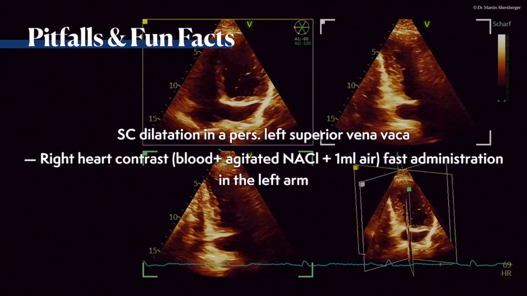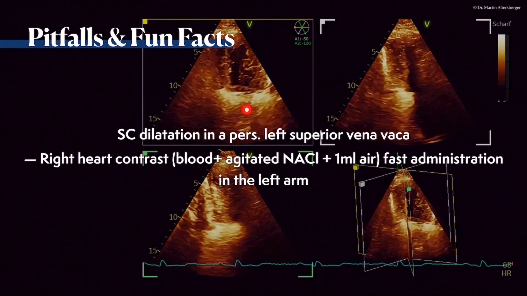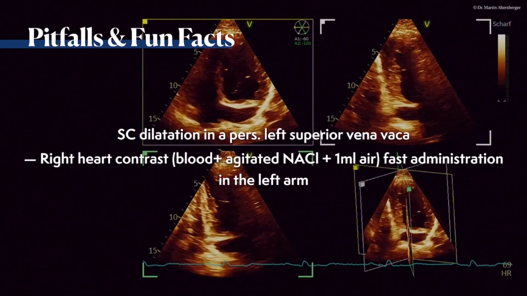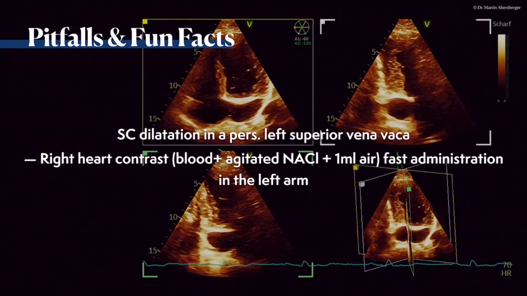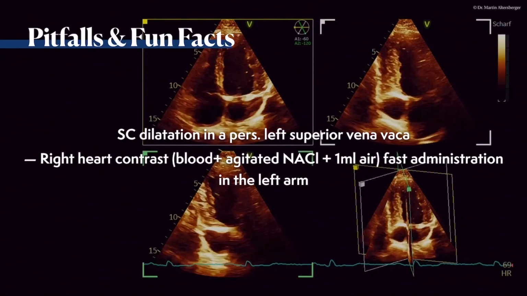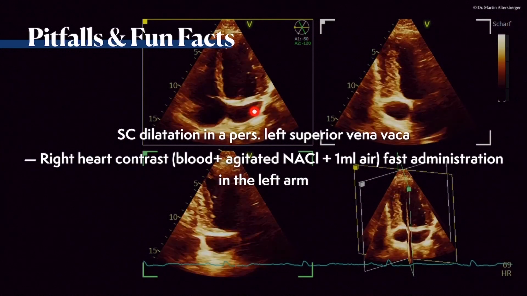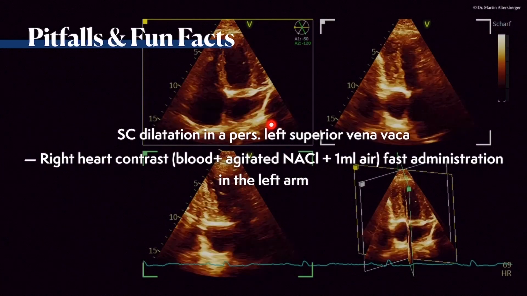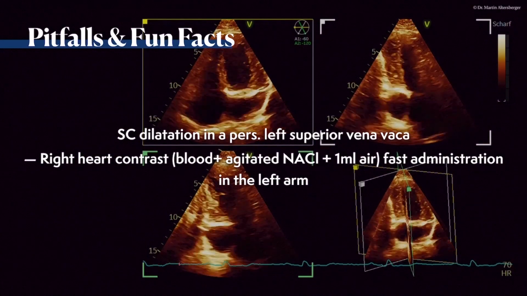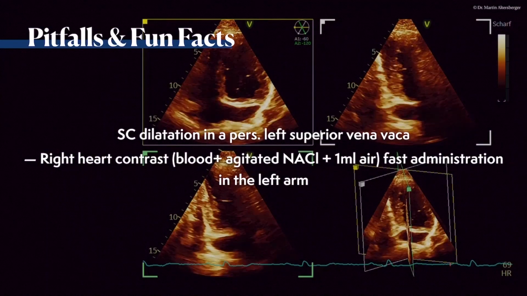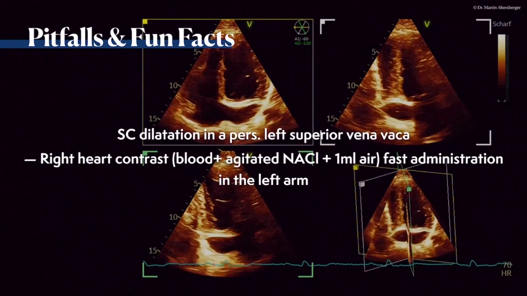There are some pitfalls. In this case, the coronary sinus dilatation was not due to hypervolemia. This is a persistent left superior vena cava. So you administer a milliliter of blood, half a milliliter of air, and 7 to 8 milliliters of a crystalloid, for example. And if you administer it in the left arm, you see the flow coming from the persistent left superior vena cava. Take a close look over here and you see the bubbles entering, and this truly then is the proof that this is the persistent left superior vena cava and not pathological dilatation of the coronary sinus.